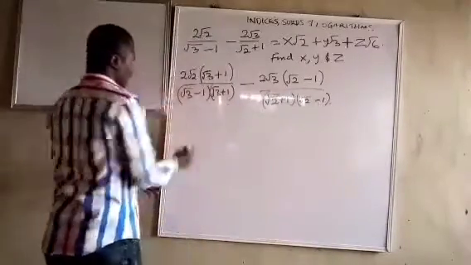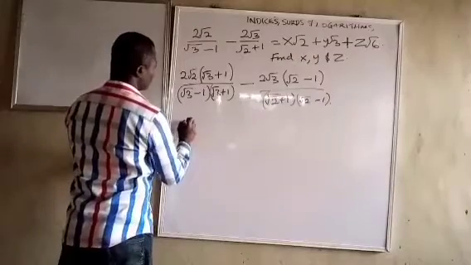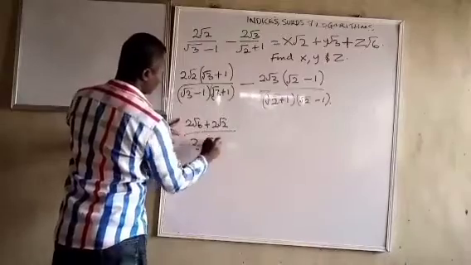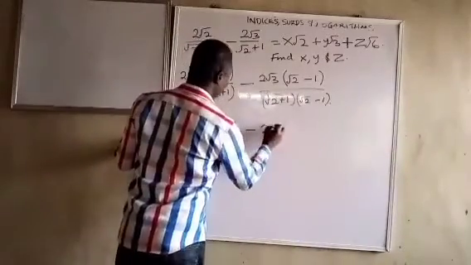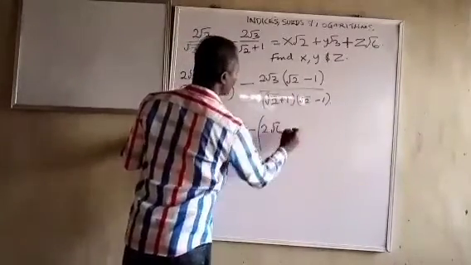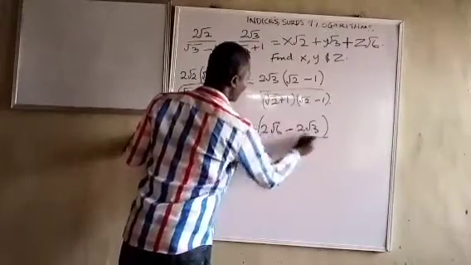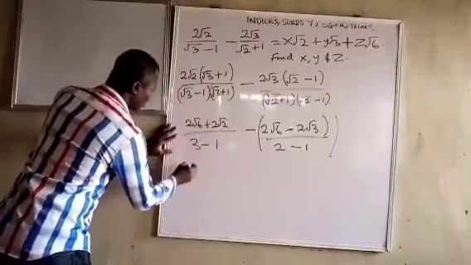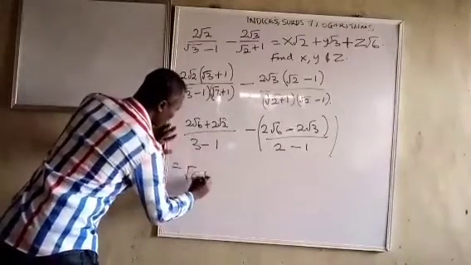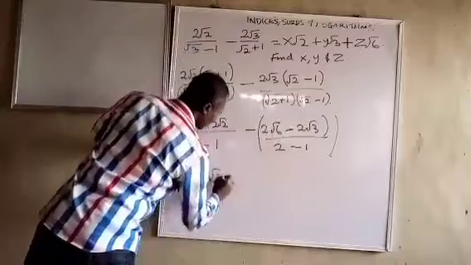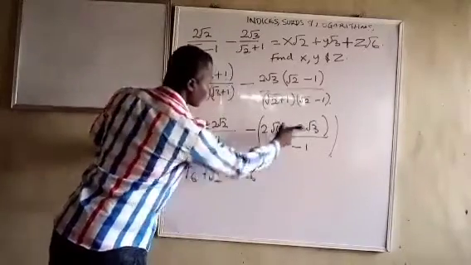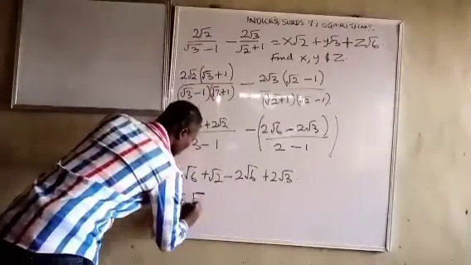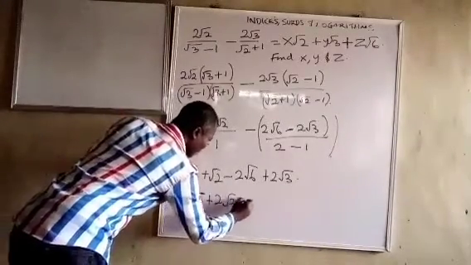So what does that give us? It makes this one 2 root 6 plus 2 root 2, over 3 minus 1, minus 2 root 6 minus 2 root 3 over 2 minus 1. So if you look at this one, it gives us 2. So let's divide straight. It's going to give us root 6 plus root 2. And this is just 1 here. So it's going to give us minus 2 root 6 plus 2 root 3. When we solve this one fully, it's going to give us root 2 plus 2 root 3 minus root 6.